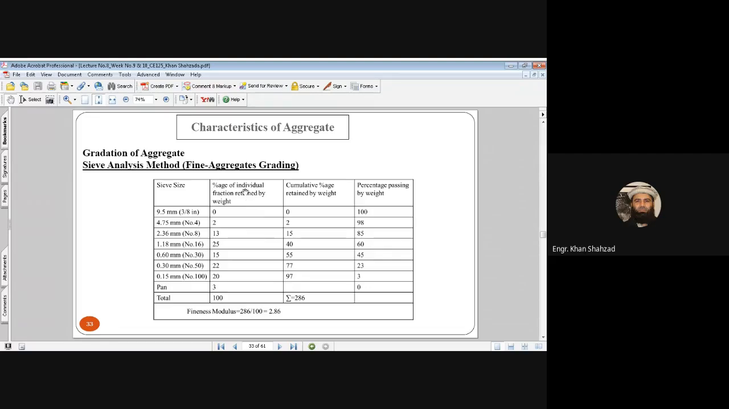Percentage, you will have to be careful. I will ask questions in this table. Here you can see the percentage of individual fraction retained by weight. Here the cumulative percentage retained by weight, and here we can see the percentage passing by weight. So number 1, the percentage of individual fraction retained by weight on sieve 3 by 8 inches having size 9.5 millimeter. So it is 0.